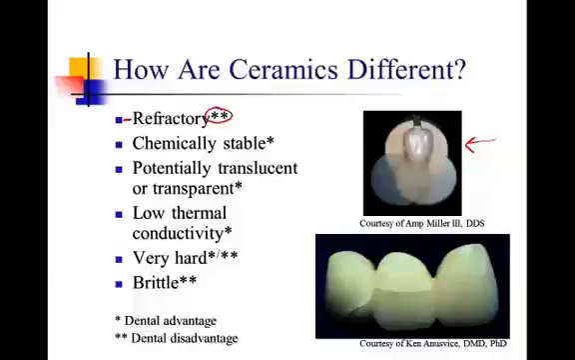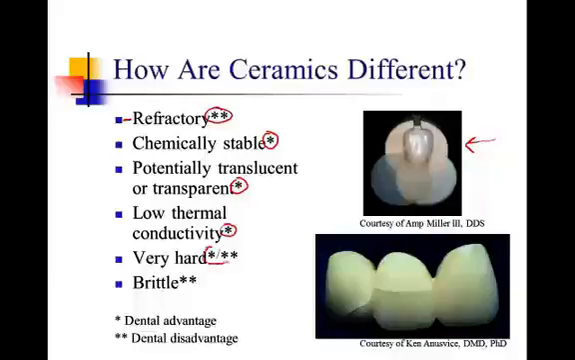Chemical stability, as you might guess, is a positive thing. We already talked about the positive aspects of translucency. Low thermal conductivity. Why would we want low thermal conductivity? That's a positive aspect. And that's because ceramic material, when used as a prosthesis, will shield the pulp of the tooth from feeling temperature fluctuations and reduce sensitivity.